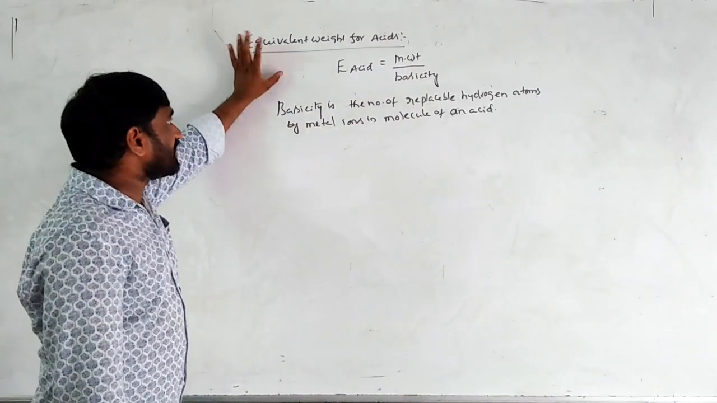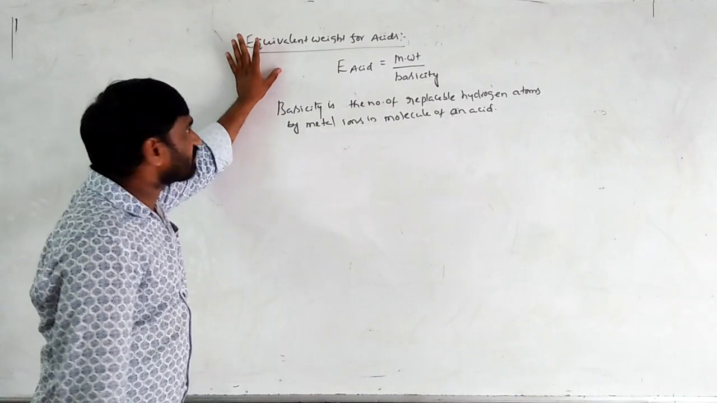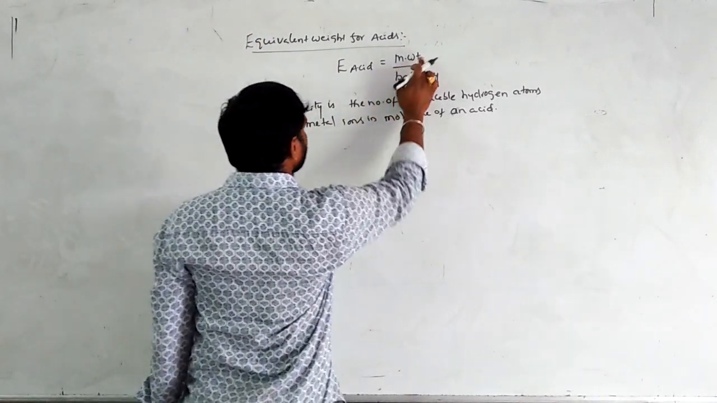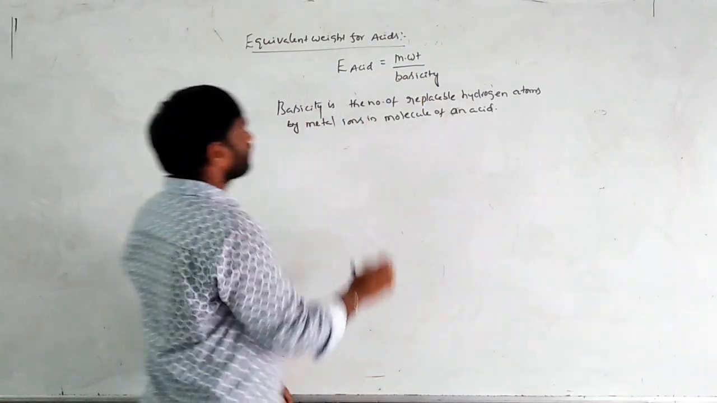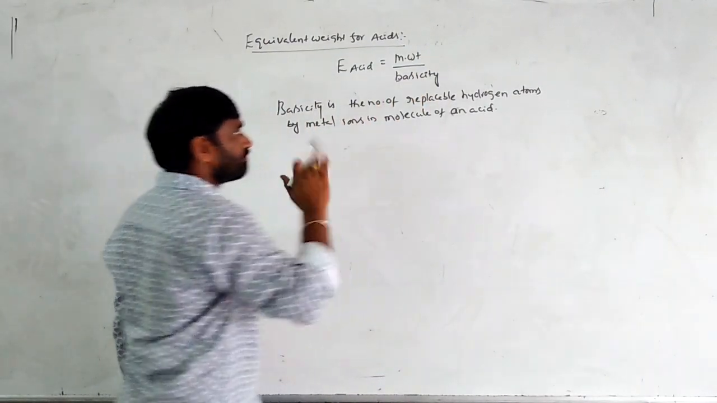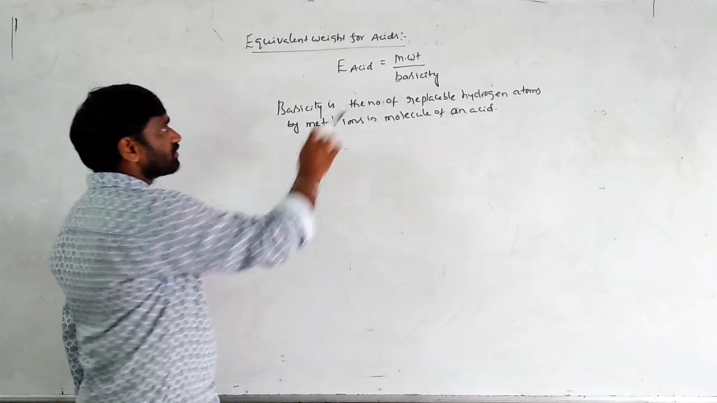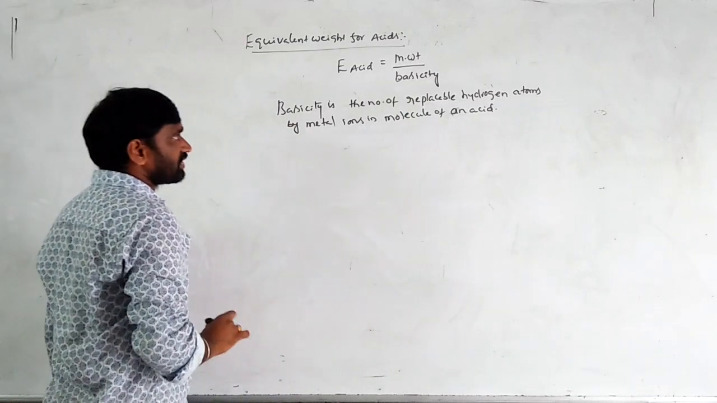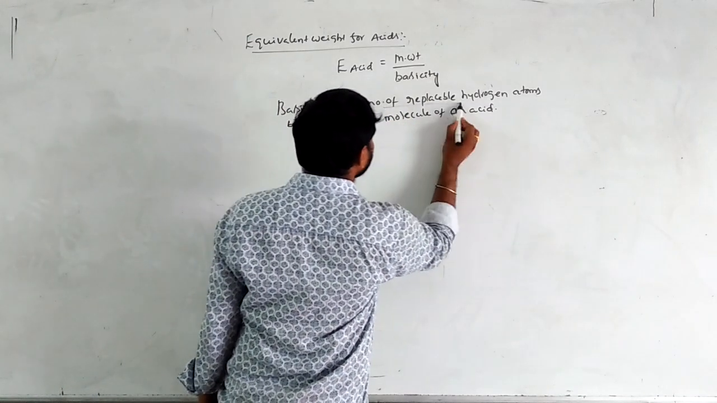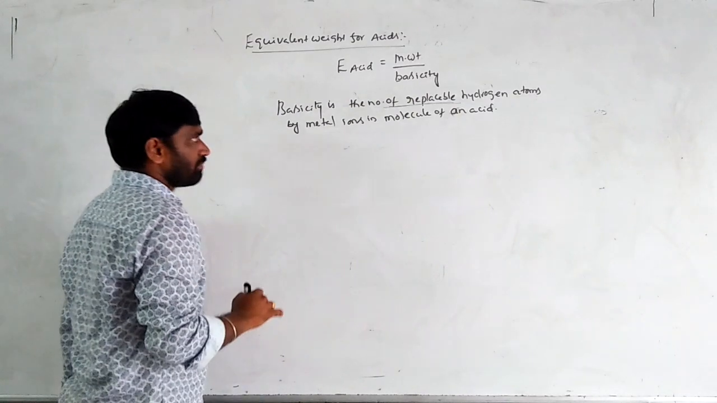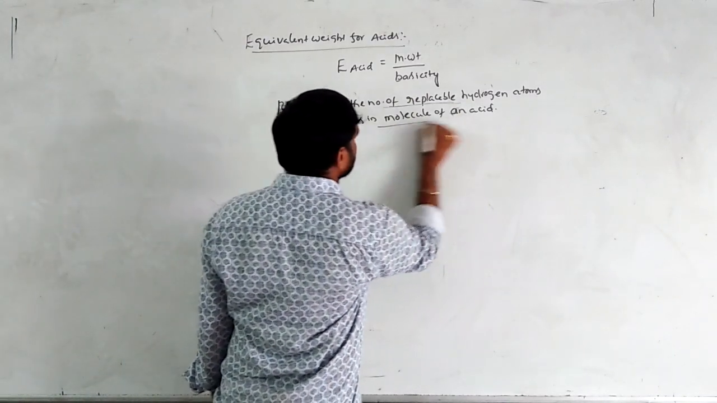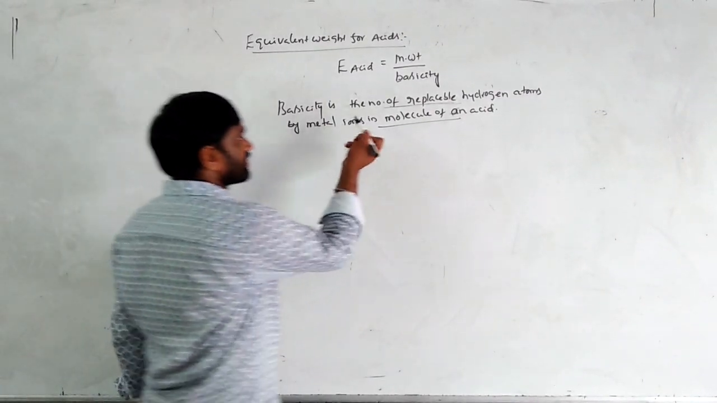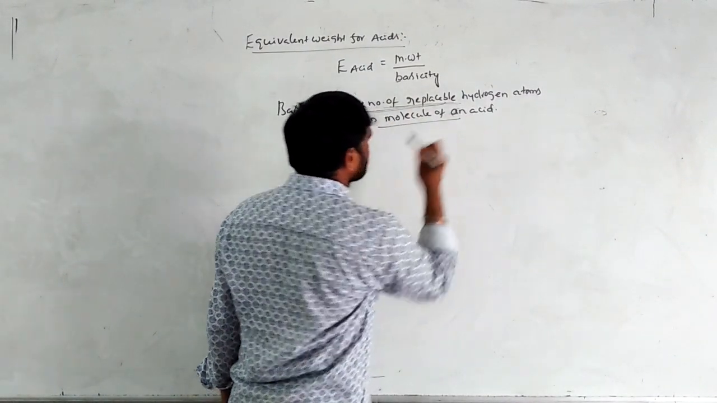So how to calculate equivalent weights? Equivalent weight for acid equals molecular weight by basicity. Acids means basicity, base means acidity. What is basicity? The number of replaceable hydrogen atoms by metal ions in a molecule of an acid is known as basicity. Basicity means the number of replaceable hydrogen atoms.